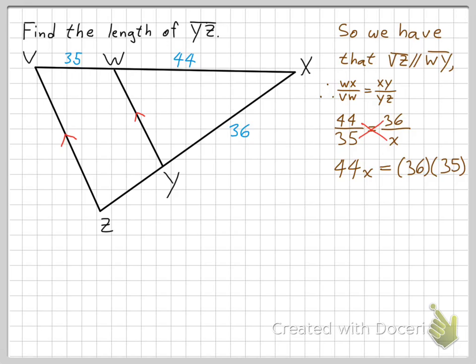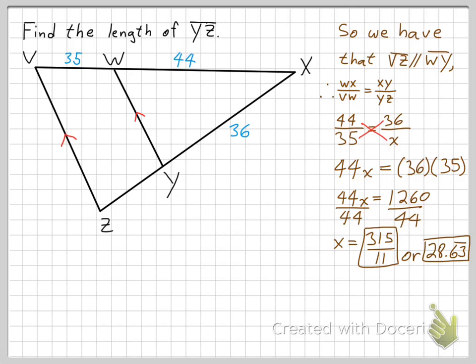So now you bring down the 44x. Remember, if you don't do something to a value or a side of the equation, you bring it down. So we bring down 44x, and that's equal to 1,260. 36 times 35 is 1,260. So 44x is equal to 1,260. We divide both sides by 44 and get that x is equal to 315 elevenths. Okay, that's a perfectly acceptable number. It's a fraction that's reduced to lowest terms. 315 elevenths. We're good.